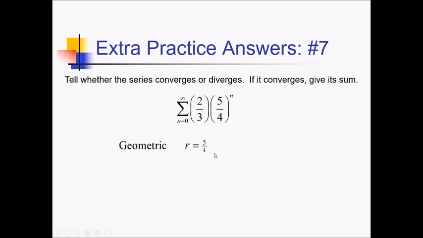Now, the key thing here is that 5 over 4, absolute value of that, is bigger than or equal to 1. So that is telling us that this series actually diverges. It just keeps growing without bound, which means that we can't find its sum, so we are done with this one.